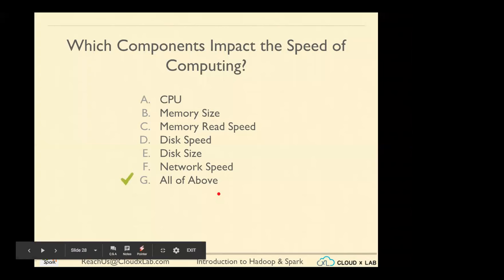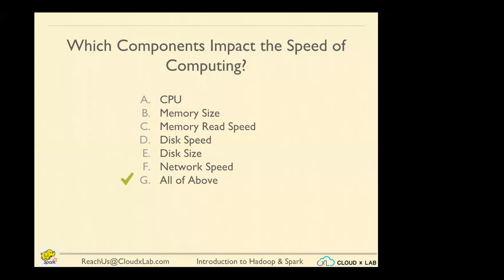The answer is G because if the memory size is low, then the CPU will have to make more trips and therefore it'll be slow. Then if the memory read speed is slow, then further the processing is going to be slow. If the disk speed is less or the disk size is less, then again the program might take a long time, and so on. So all of these impact the speed of computing.